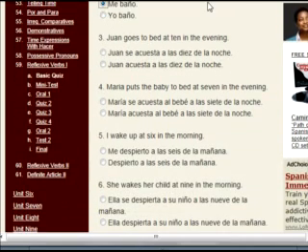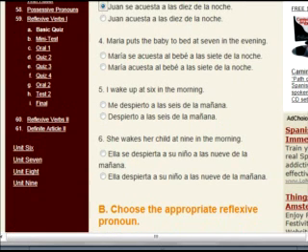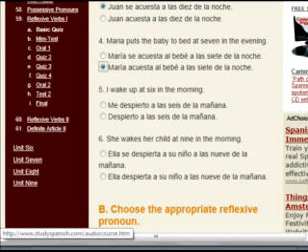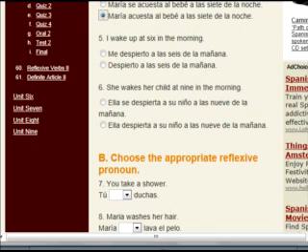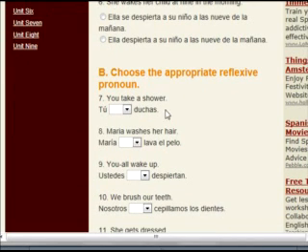Juan goes to bed at 10 in the evening. Okay? He puts himself to bed. He is the recipient. Se acuesta. Maria puts the baby to bed at 7 in the evening. It is no longer reflexive. Something else is the doer. I wake up each morning at 6, or I wake up at 6 in the morning. Me despierto. She wakes the child up at 9 in the morning. Despierta a su niño. Two different people. The recipient is no longer the doer.